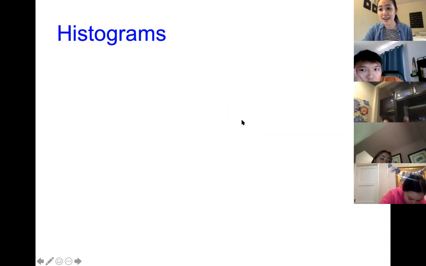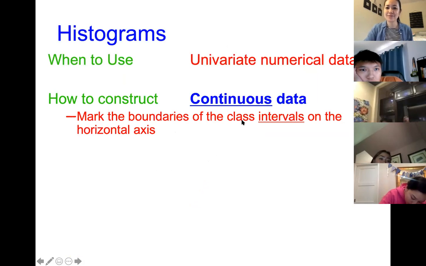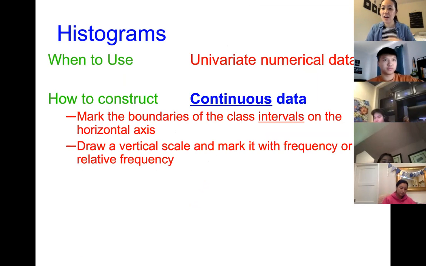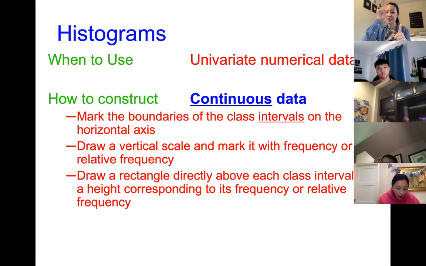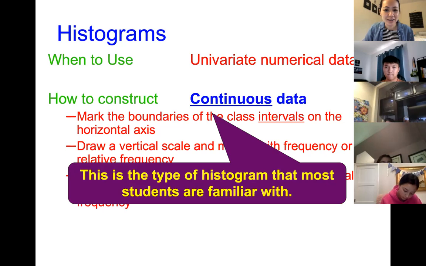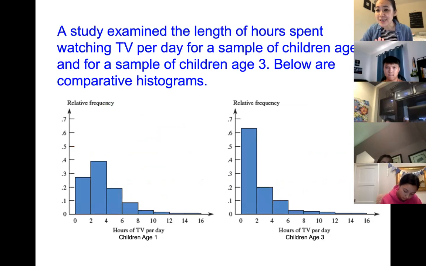Okay, let's talk about our last one, continuous. Same thing, univariate numerical data, but this time we're gonna do intervals on the horizontal axis. Vertical axis, exactly the same, frequency or relative frequency, and then we draw the rectangles matching those frequencies and relative frequencies. Okay. So here's an example just to show you guys.